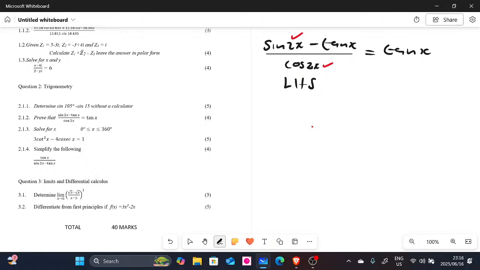So let's change our double angle identities, guys. Let's start with the first one here. This is going to be 2 sine x multiplied by cos x, minus, I would say, people, change this into sine x divided by cos x. It makes life easier, right?